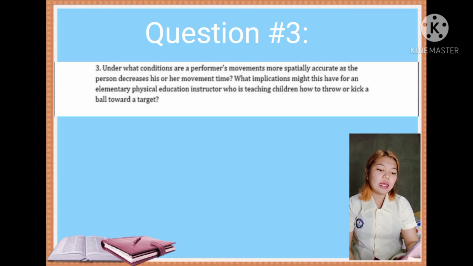The implications might have for an elementary physical education on how to throw or kick a ball to the target when the ball is in play, when it enters the field of play. If the ball touched the ground before entering, the throw-in is retaken by the same team from the same position. If the throw-in is not taken correctly, it is retaken by the opposing team. So when the target was undefined, there was no concern about precision other than kicking the ball forward.